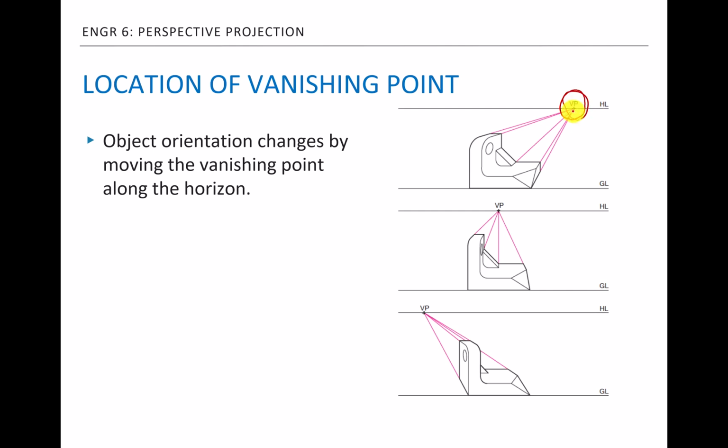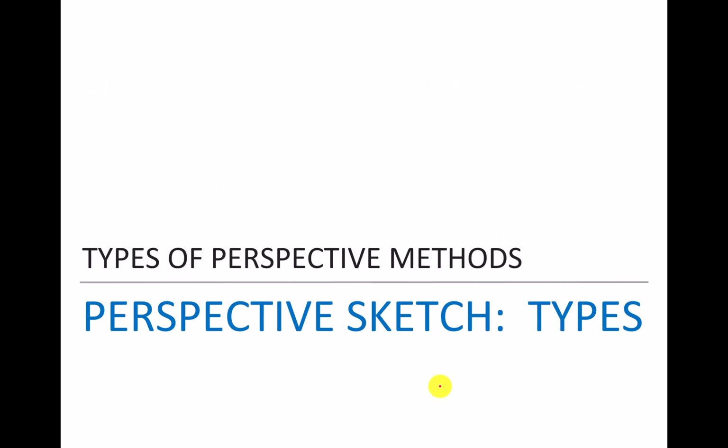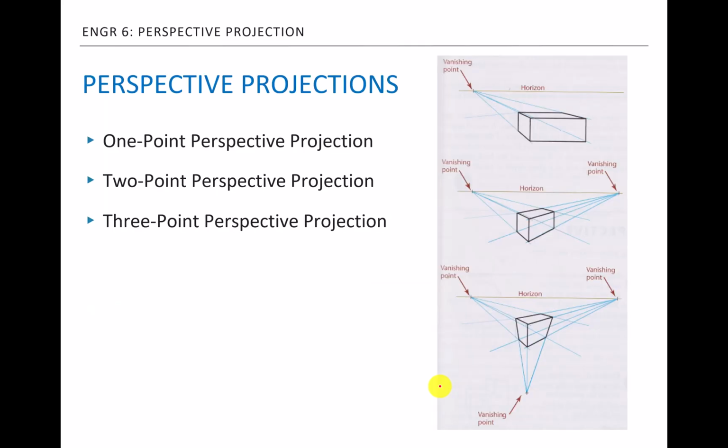But its location, you can slide your vanishing point left and right on the horizon line. Depending on where that vanishing point is located, the orientation of the part is rotated. Okay, so in this case, the vanishing point is to the right on the horizon line, and you'll see more of this side of the object. And if the vanishing point is moved to the left, you'll see more of the back side of the object. Okay, so it's kind of rotating the object.